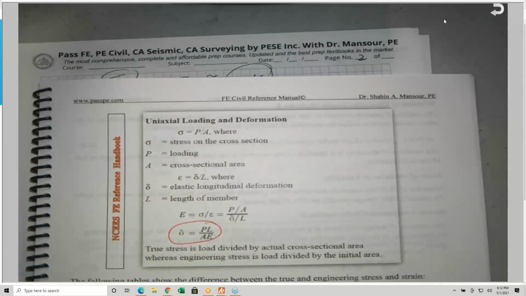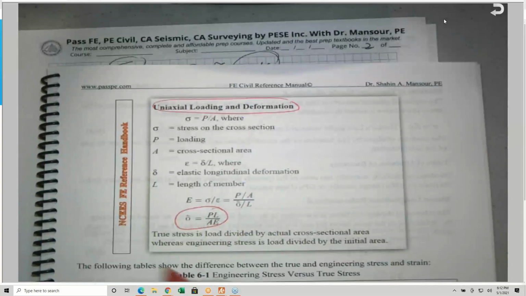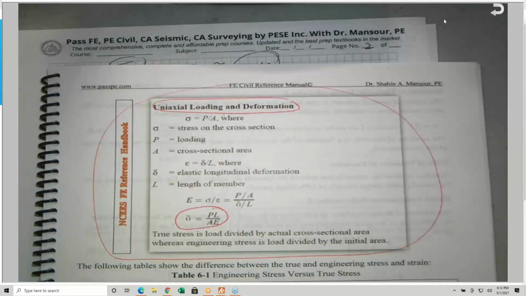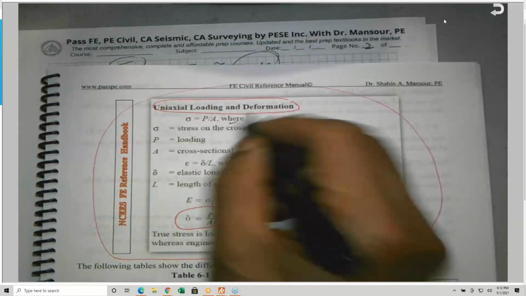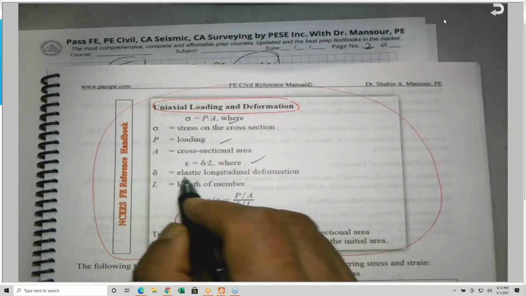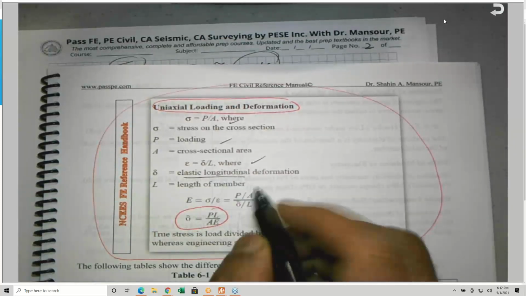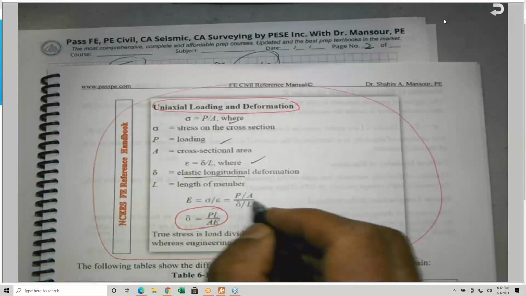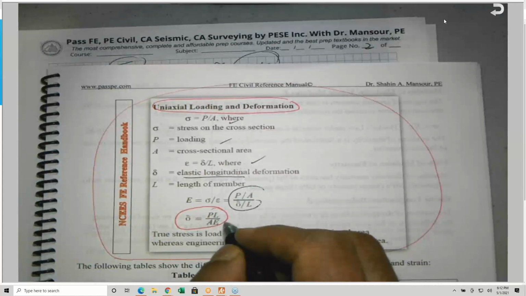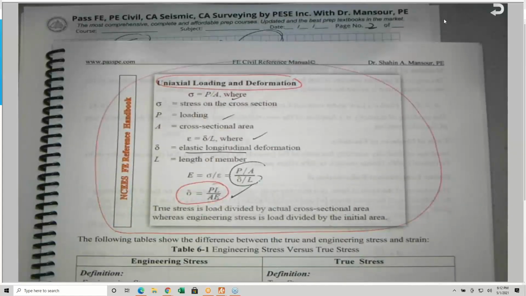This section is talking about uniaxial loading and deformation, and again, this is taken from the NCEES FE reference handbook. Sigma is P over A, we know that. Epsilon is delta L over L, or just delta over L, where delta is the elastic longitudinal deformation. The modulus of elasticity E is given by Hooke's law, and delta is equal to PL over AE. This equation is very, very important.